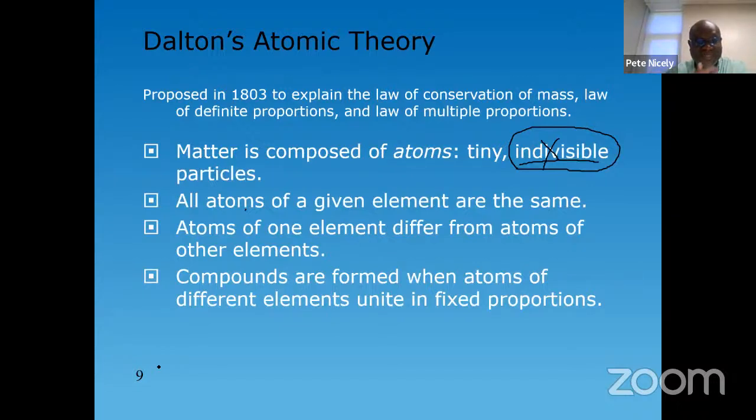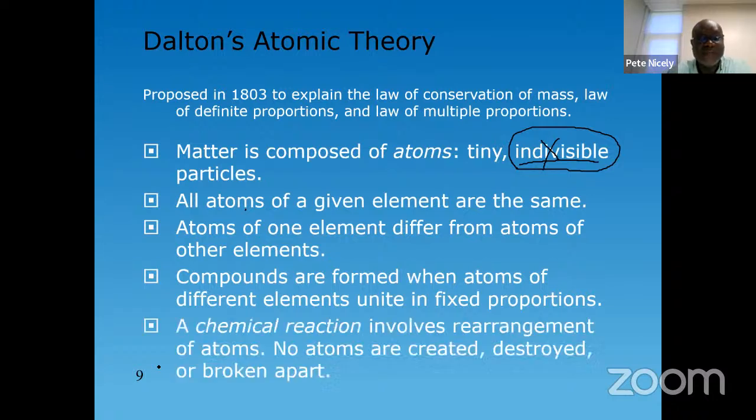So we saw the example of water, which is made up of two elements, hydrogen and oxygen, in fixed proportions. In terms of the number of atoms, for every molecule, there are two atoms of hydrogen and one atom of oxygen. And then the fifth assumption is that a chemical reaction involves rearrangement of atoms. No atoms are created or destroyed or broken apart, all right? And this particular assumption is what is used to explain the law of conservation of mass, right?